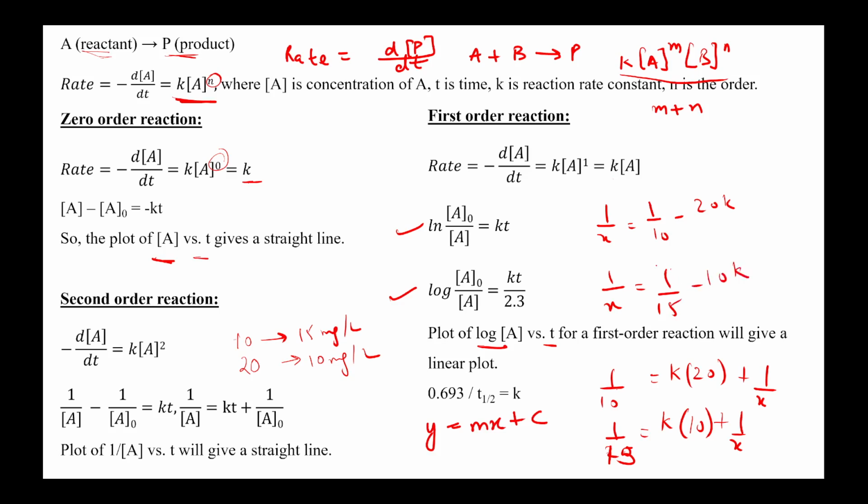Are you having any difficulty solving the equation? No, ma'am. Okay, two equations and two unknowns. So you will get the value of X and K both from these equations. Okay, ma'am. Yes, ma'am. Thank you, ma'am.